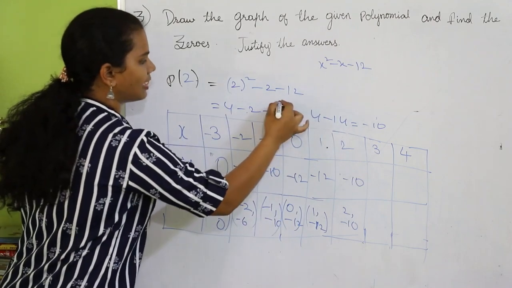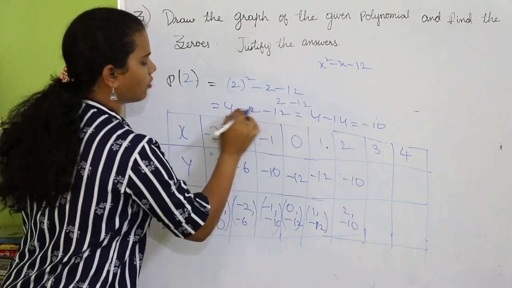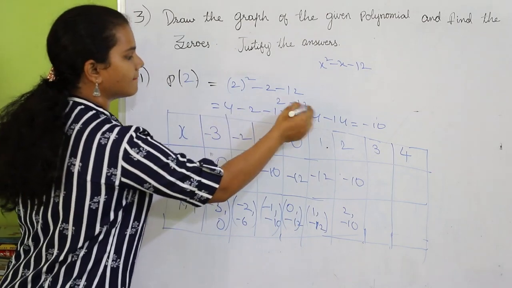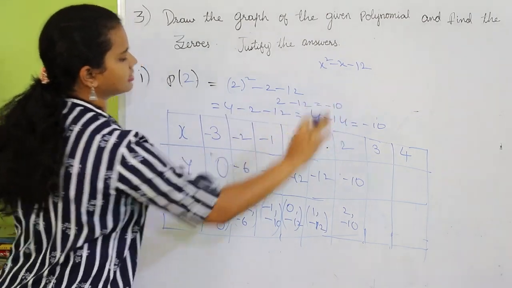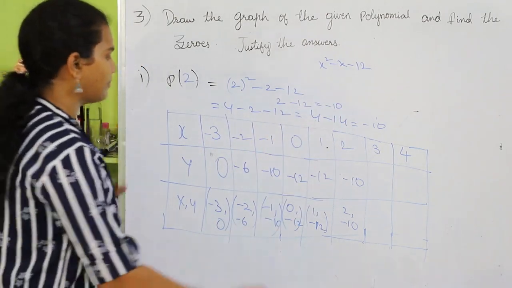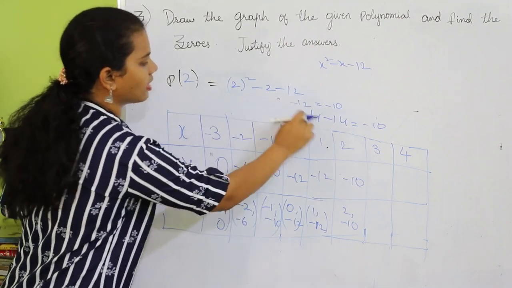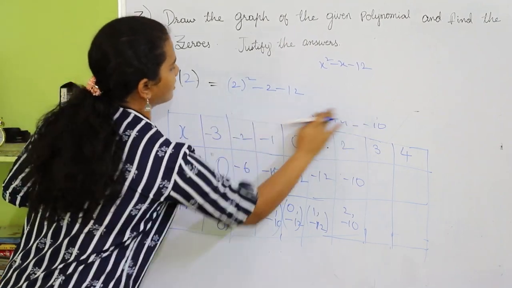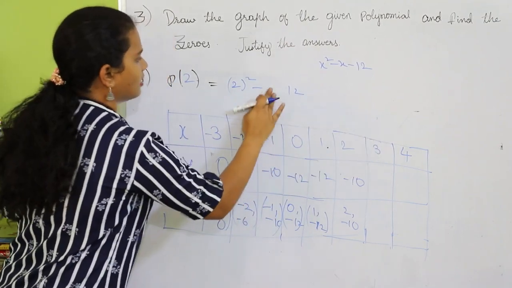Or you can also do 2 minus 12, where here 4 minus 2 is 2, right? So 2 minus 12 equals minus 10. This also results in minus 10. Means this and this both are the same. We got the same answer, right? Now let me go for the next one.